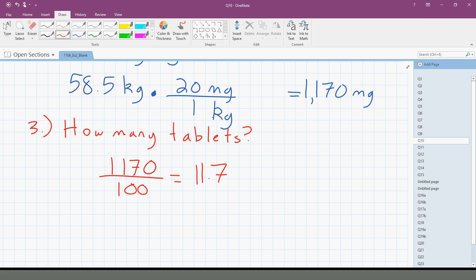Now, these would be tablets, though. If you're a pharmacist, can you give a patient 0.7 of a tablet? No. What would you actually give them then? Not 10. This patient needs to have all of this medicine. So if I give them 10, they're not getting all the medicine they need. And that could be a life or death situation for that person.